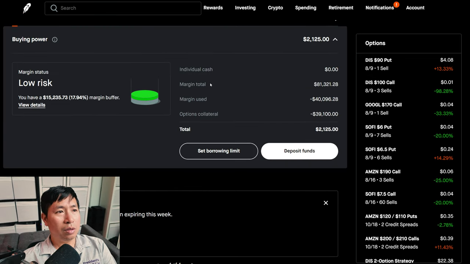This is a margin account. My margin total is $81,321.28. My margin used is $40,096.28. My options collateral is $39,100. This leaves me with $2,125 in buying power.